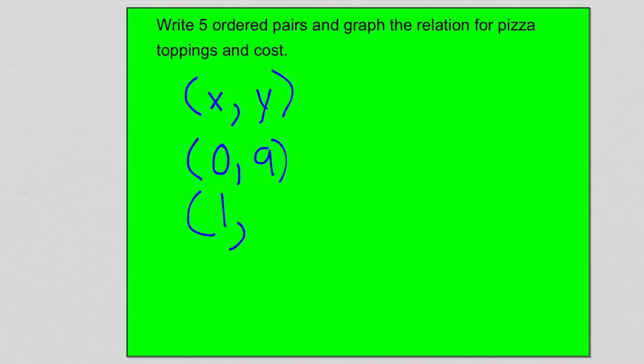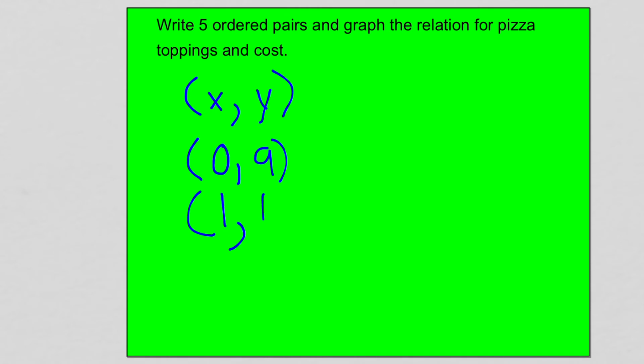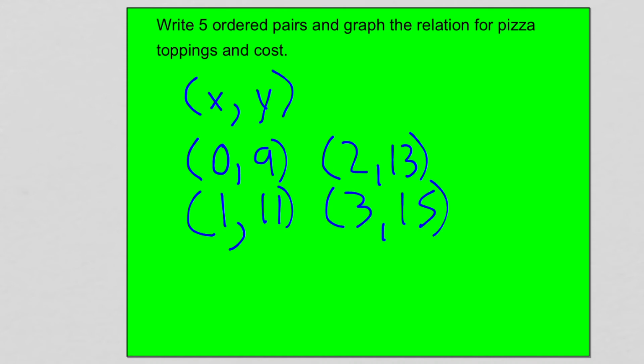(1, and I'm drawing a blank. What was our y value? 1 and 11. Okay, now I'll remember. (2, 13). (3, 15). We also found when x was 8, y was 25. We also found that point as well, right?